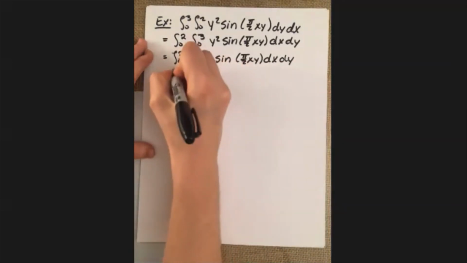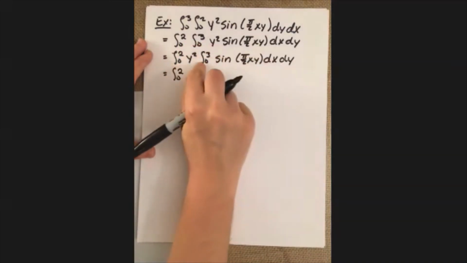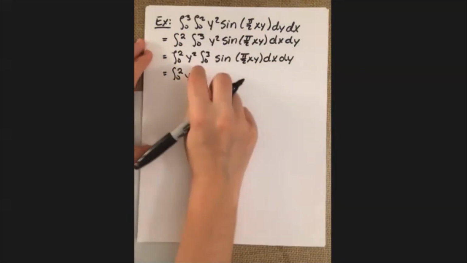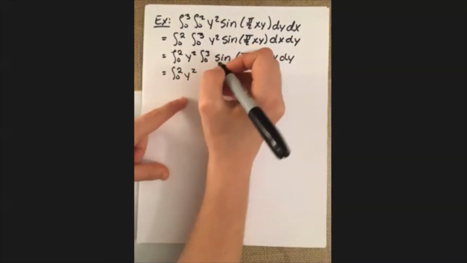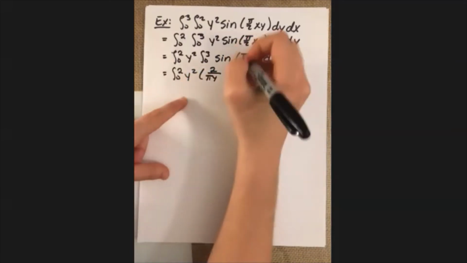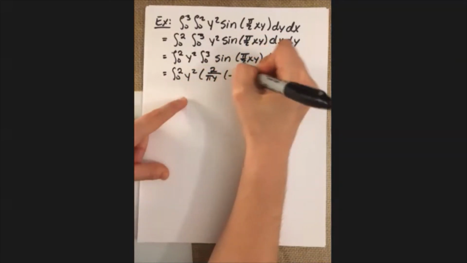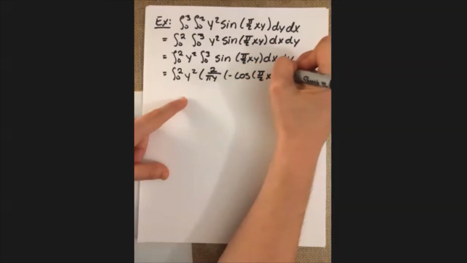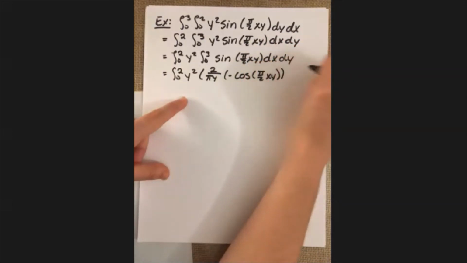So what we're going to get is integral from 0 to 2. Taking care of this integral right here, we have the y squared still times 2 over pi y times negative cosine of pi over 2 xy. And now we're evaluating from 0 to 3.